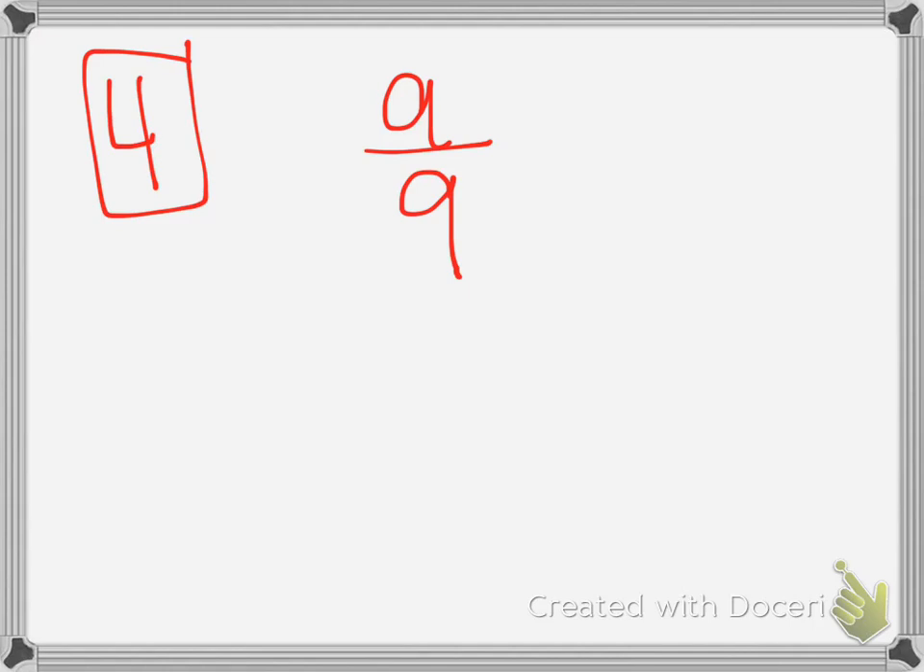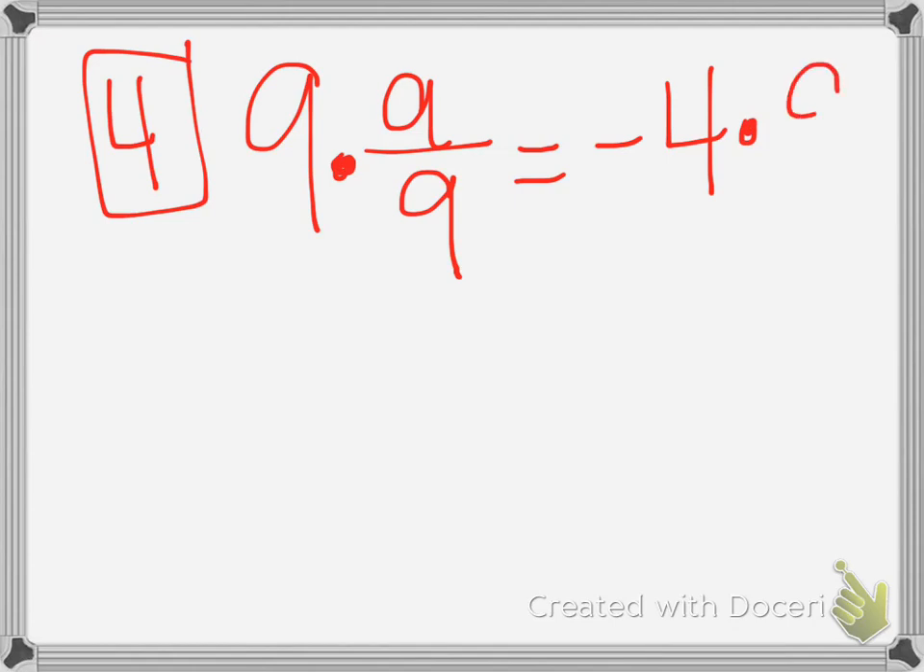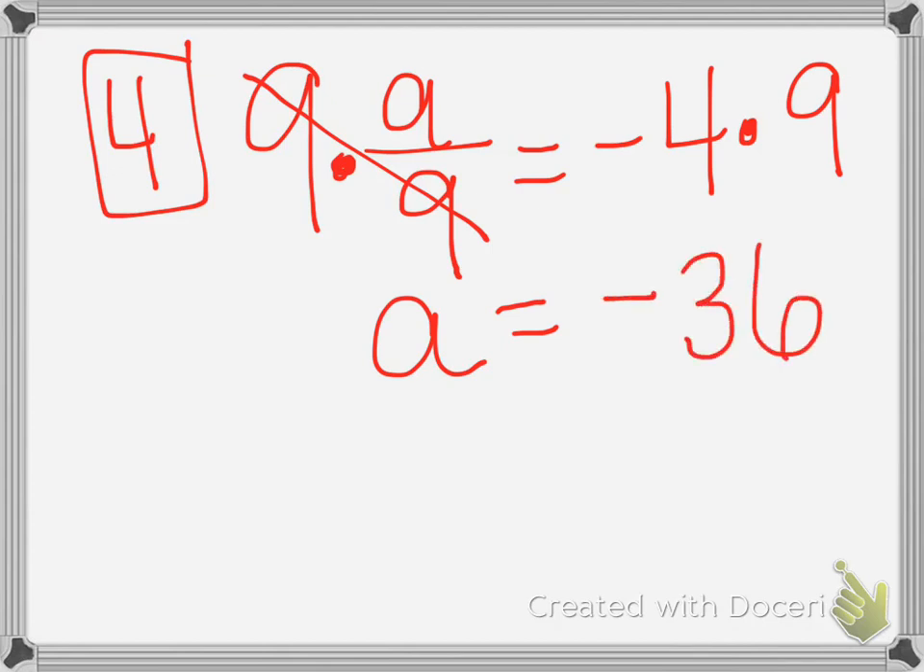Number 4 for our notes says a divided by 9 equals negative 4. Canceling out this divide by 9, I want to do the opposite, and I want to multiply by 9. Again, this cancels to 1. I'm left with a equals negative 4 times 9, negative 36. So my answer in number 4 is a equals negative 36.